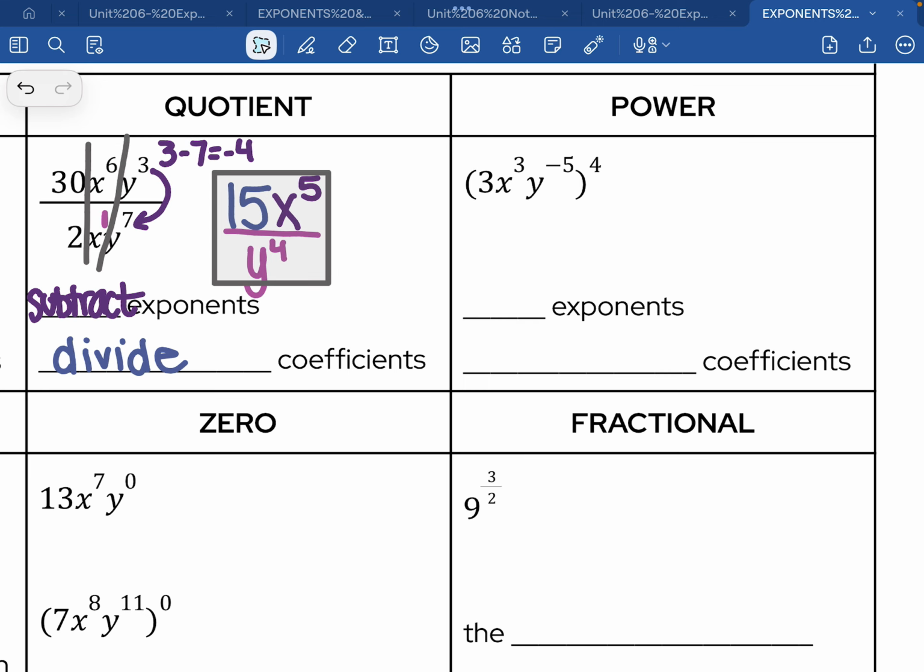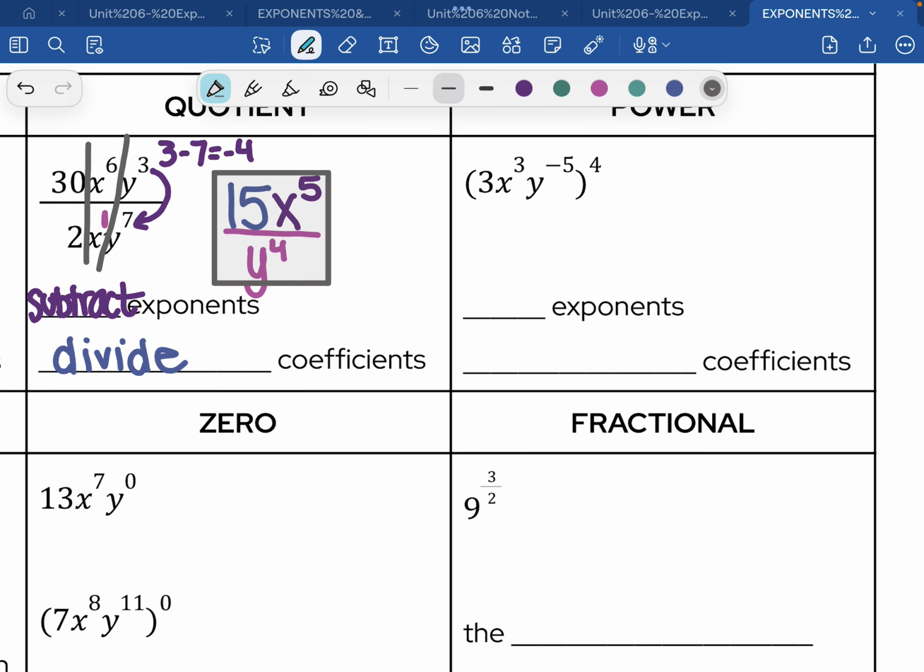The power rule is where we're going to distribute this 4 to all the other exponents and to the number in front. When we are doing that, we are doing, for example, x cubed 4 times. If I write 3 x's 4 times, how many x's will I have? Well, 3 times 4 would be 12. So on this one, we are multiplying our exponents.